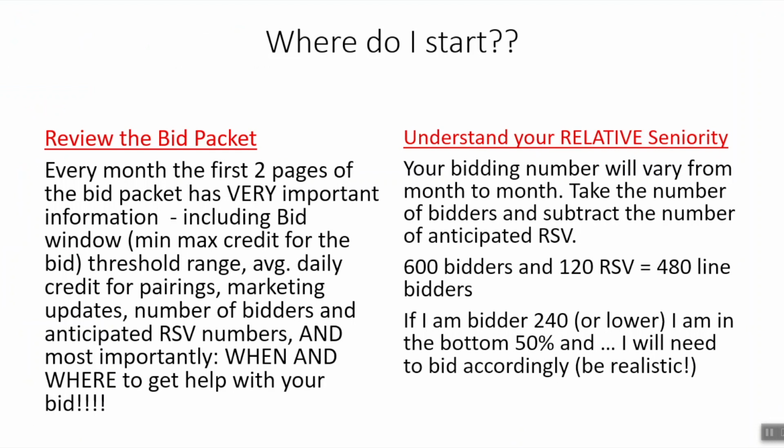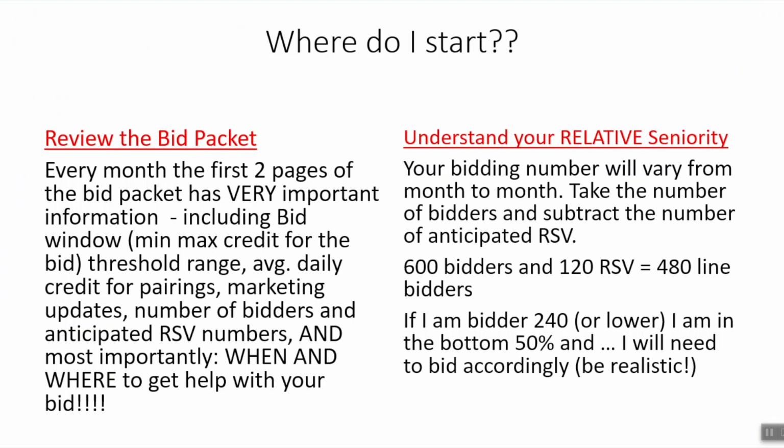The biggest thing to focus on is that the number of reserves is likely to remain the same. So if the number of bidders goes down by 5, the number of line holders will also go down by 5. The number of reserves will likely stay the same. Between this and when you're entering the live bid folder, you can see your actual bidding seniority.